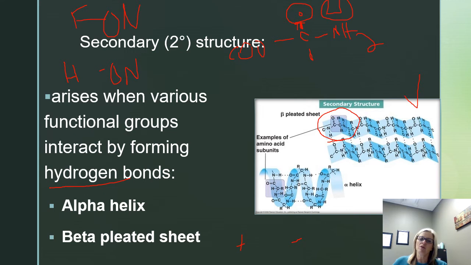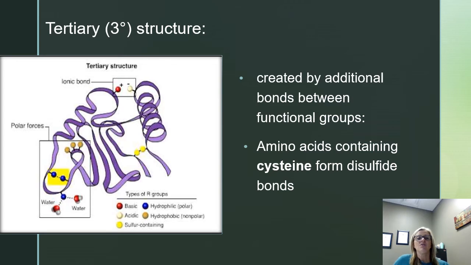This one here is going to be the beta pleated sheet, and then this one here is going to be called the alpha helix, and that's going to be a helix where it's like coiled. So that is the secondary structure. The tertiary structure is where the additional folding occurs because of those functional groups. And this is where we're going to see things like those positive and negative charges I mentioned, and then some other things.